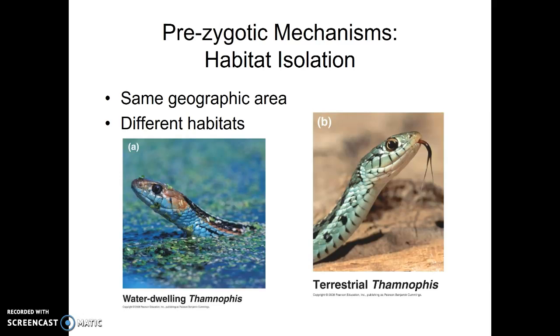If we take a look at the snakes here, these two types of snakes are going to live in the same general area, but one lives in the water and the other one lives on land. So again, they might be right around here in Great Falls area, but because one spends all its time in the water and one on land, their areas actually don't overlap. And if you don't overlap, you are not going to mate.